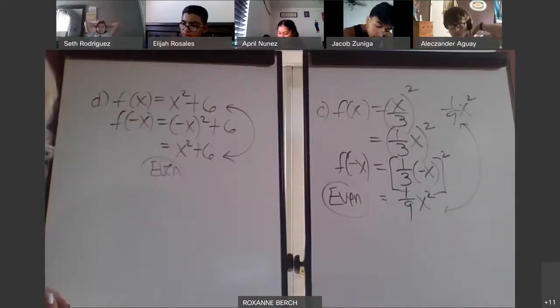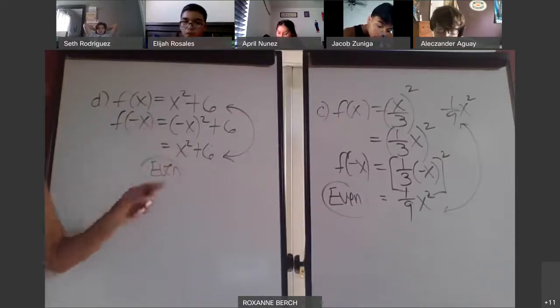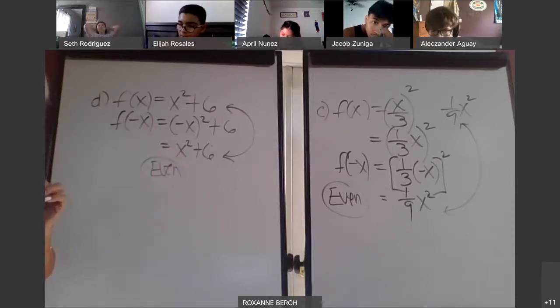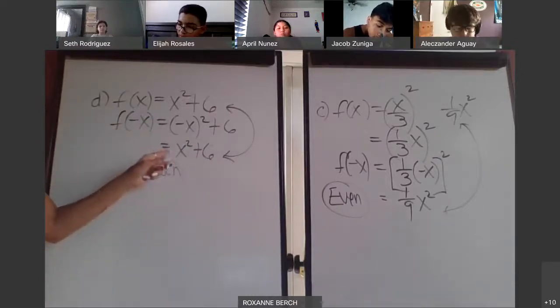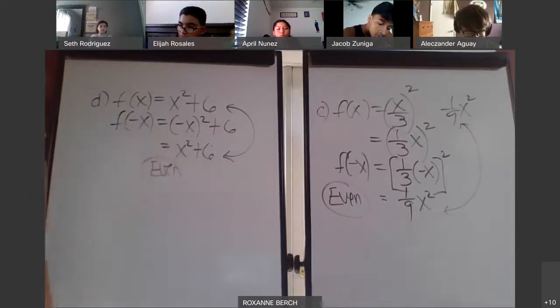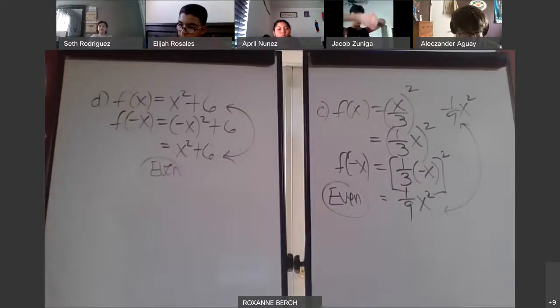So let me just reiterate. If you plug in a negative x and you get the same exact function, it's even. If you plug in a negative x and you get the exact opposite, like if this was a negative x squared minus 6, that's odd. And if you get nothing like it, then it's neither.